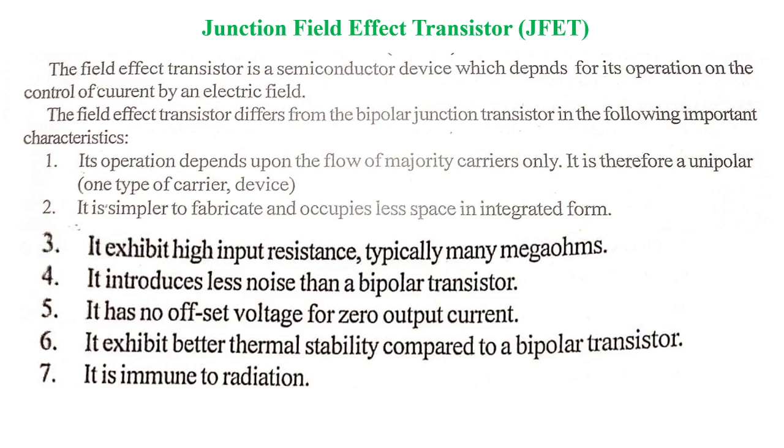Junction field effect transistor, JFET. The field effect transistor is a semiconductor device which depends for its operation on the control of the current by an electric field. The field effect transistor differs from the bipolar junction transistor in the following important characteristics. First, its operation depends upon the flow of majority carriers only. It is therefore a unipolar, one type of carrier, device.